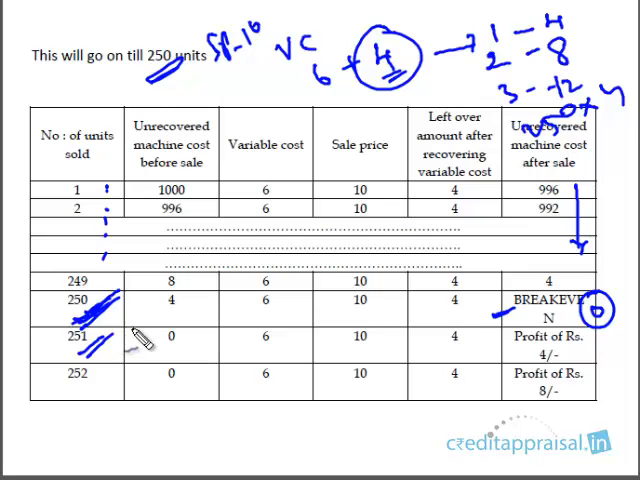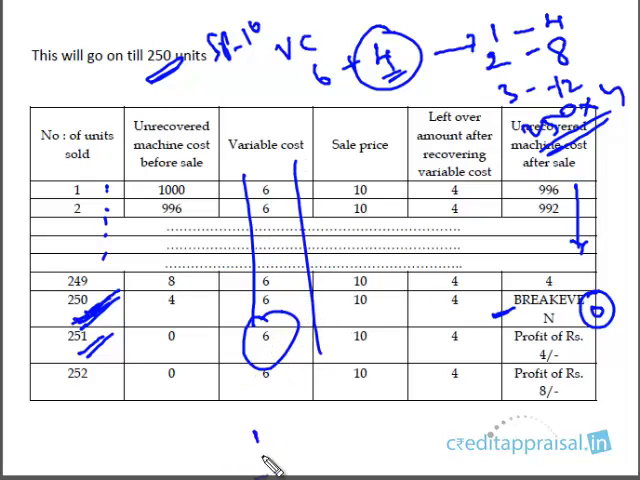Now when you make the next sale, the 251st product, you need not recover the machine cost because now it's already recovered, right? Now what you have to recover? You have to recover only the variable cost. Variable cost will go on. Variable cost for each and every product you sell, not just 250, but 500 or 1000, is always going to be there. This is the direct cost, so anyway you have to recover it.